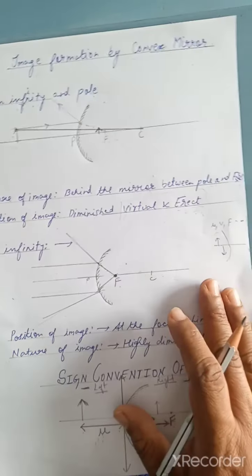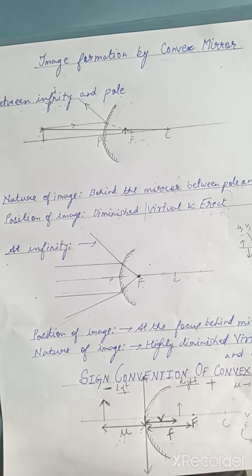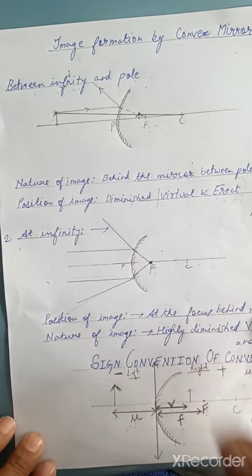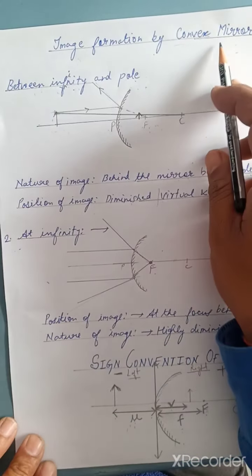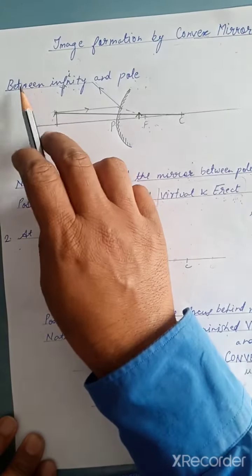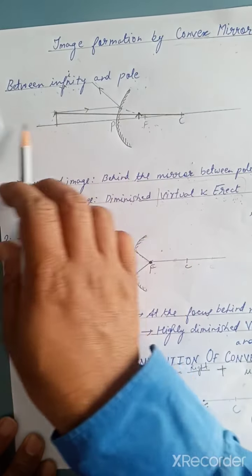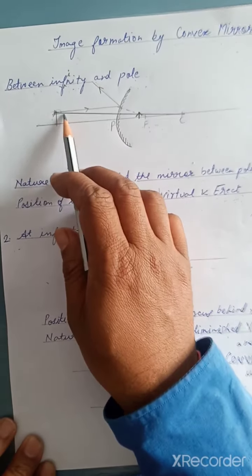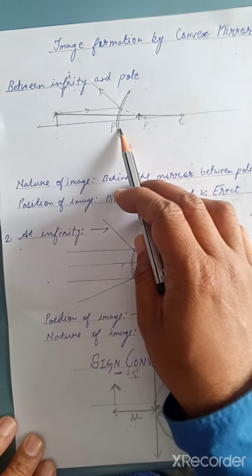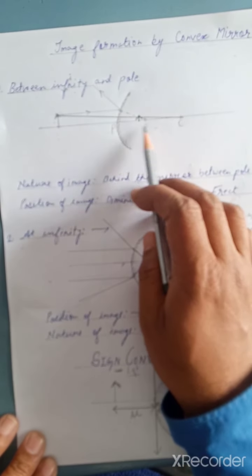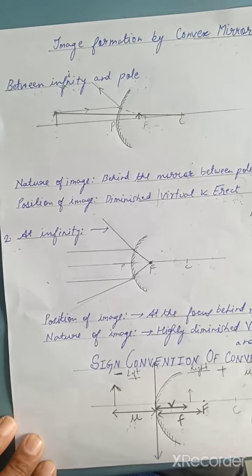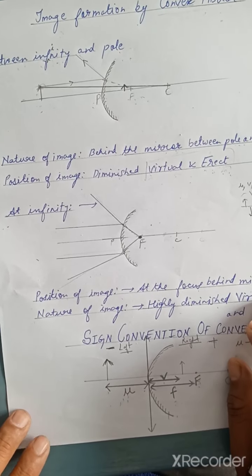Okay, so in this class we have studied image formation by a convex mirror when the object is kept between infinity and the pole. We are keeping the object here, and the image is forming between the focus and the pole. And what is the nature? It is diminished, virtual and erect.